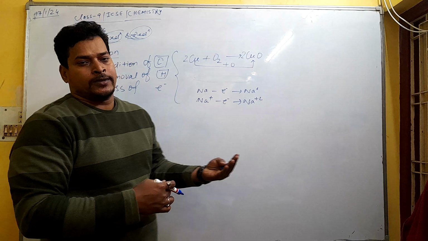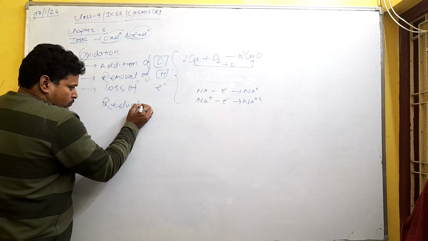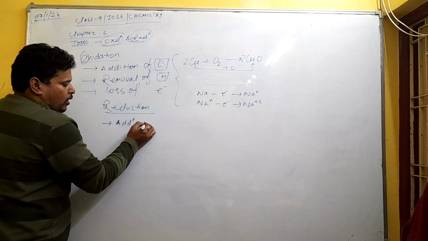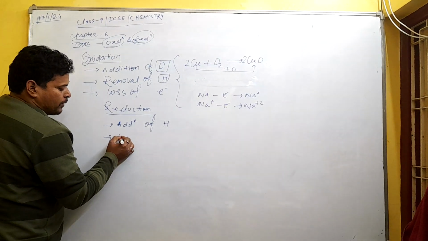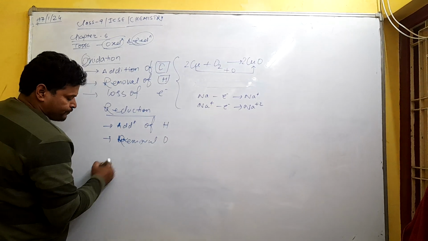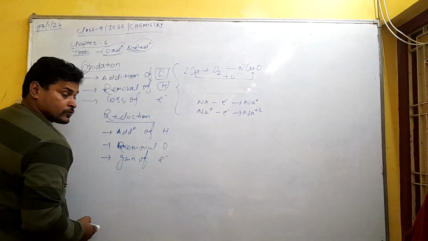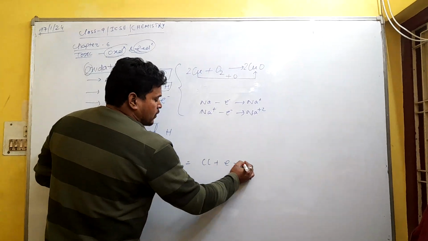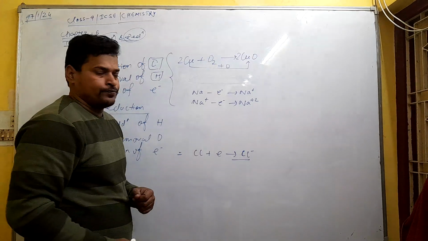Reduction is just the opposite. In case of reduction, what do we have? First, addition of hydrogen. Then you can say removal of oxygen and gain of electron. Example, I will say Cl gaining an electron to become Cl minus. So this is a case of reduction.